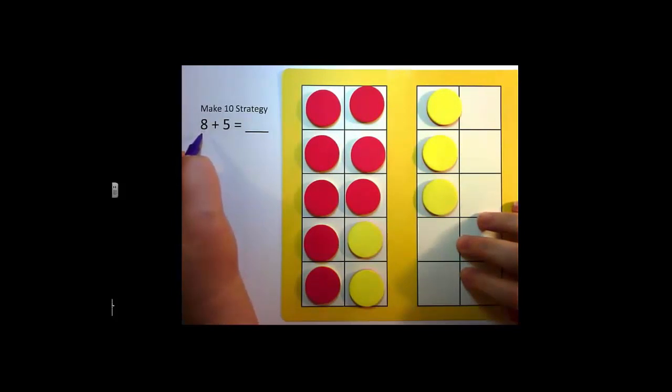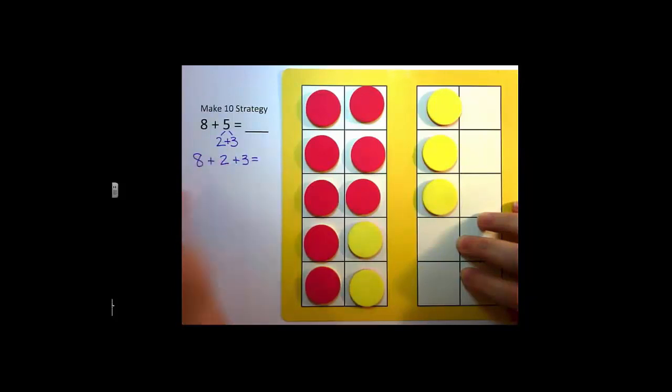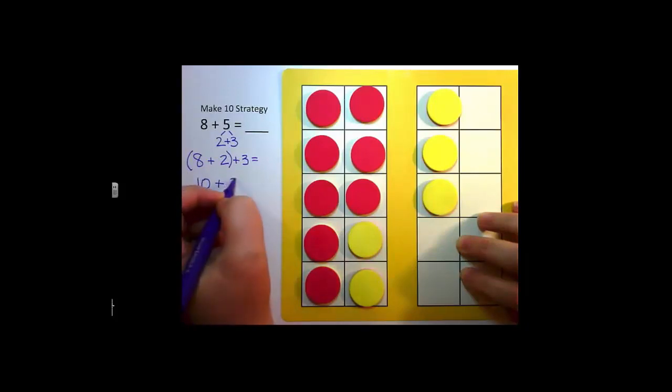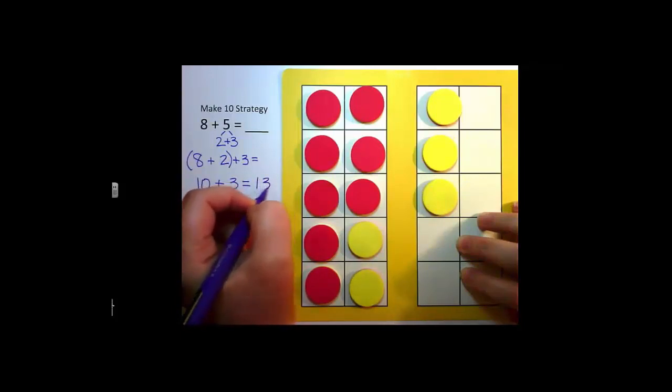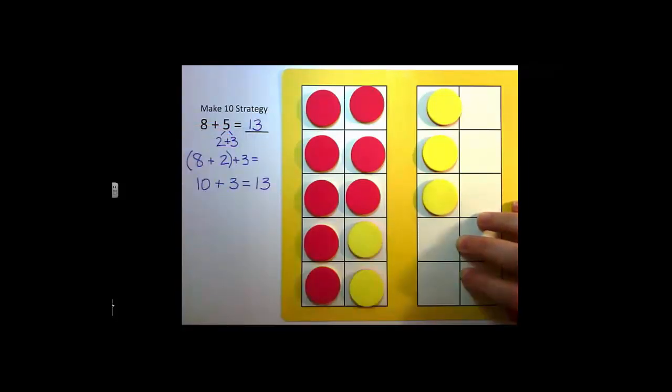8 is the addend closest to 10. I know that I need 2 to put with the 8, so I'm going to decompose the 5 into 2 plus 3. Then I have 8 plus 2 plus 3. I'm going to add the 8 and 2 together, which gives me 10 plus 3. And again, I know that 10 and 3 more is 13. So that means that 8 plus 5 is equal to 13.